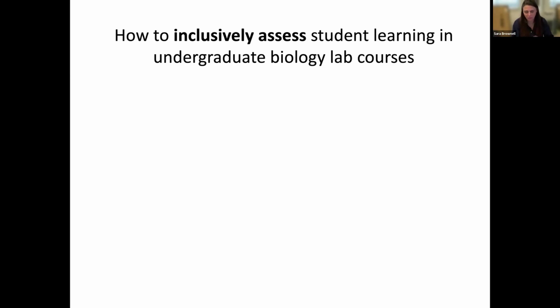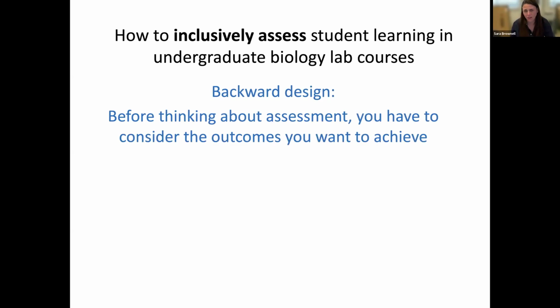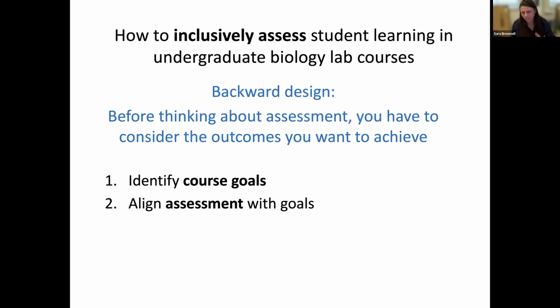So thinking about how we can inclusively assess student learning, we really need to think first about backward design. Before we think about any kind of assessment in any course, lecture, lab, whatever, we have to think about the outcomes that you want to achieve. We have to think about the course goals, then we need to align the assessment with the goals, and we want as direct alignment as possible with those goals.